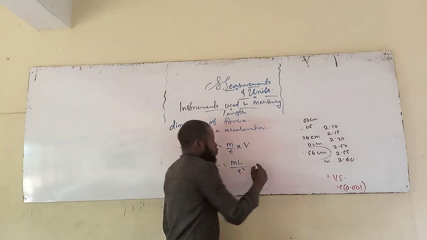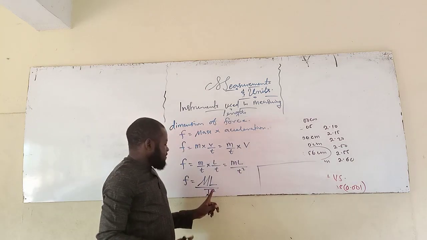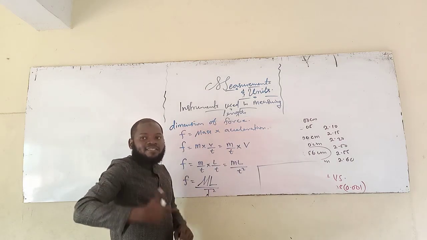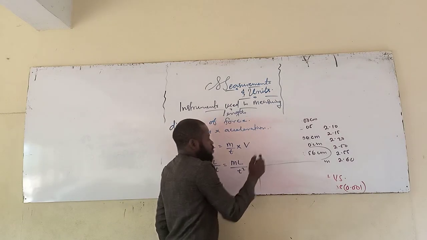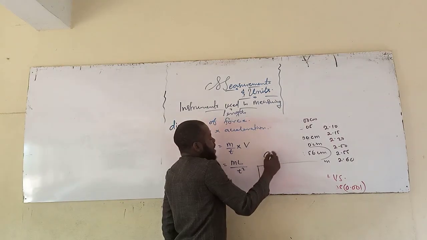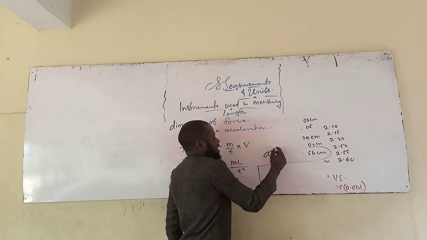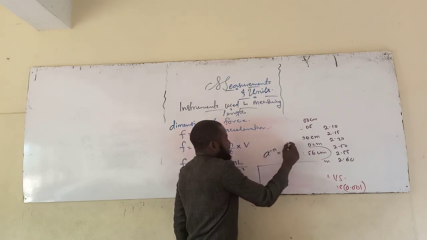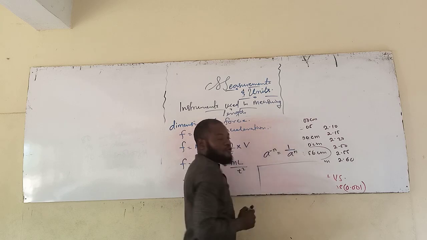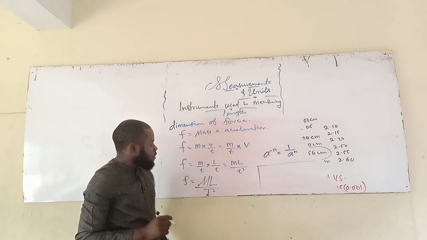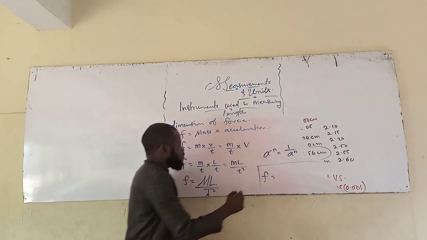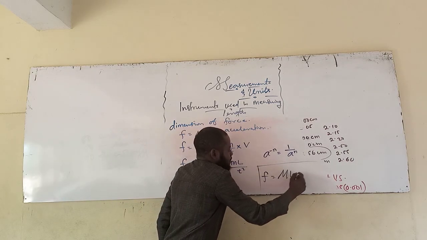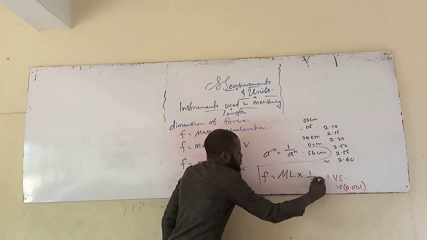Now, step four, which is the last part, says express your answer in what? An exponential form. This is where I want to teach you something. In indices, if you have a raised to the power minus n, it's the same thing as saying 1 over a to the power of what? N. So the same thing is what we are going to apply here. The force will now equal ml multiplied by 1 over t squared.